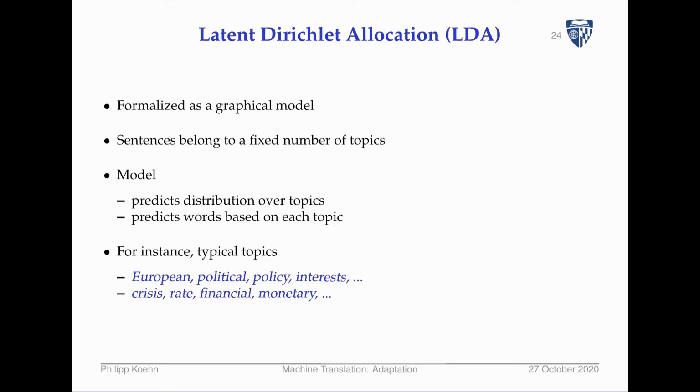So it has a very nice illustration where we can pick up for particular topics what are the most prominent words, for instance European, political, party, interests. That's one area of topics, and crisis, rate, financial, monetary, that's maybe another topic. So the first one is more political, the second one is more financial. But since they're automatically detected, they don't come with nice names like political and financial, but they can be fairly readily identified by just looking at the most prominent and indicative words for them.